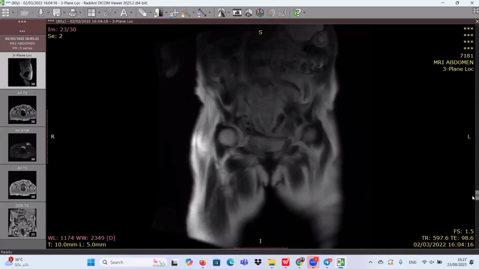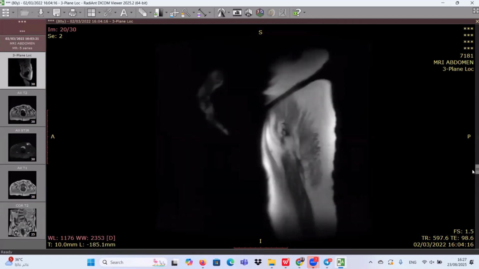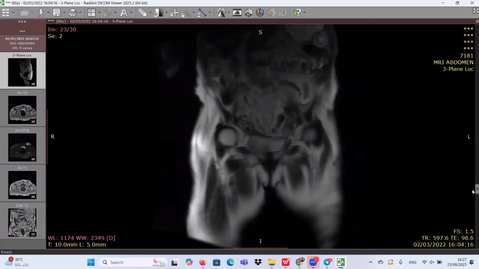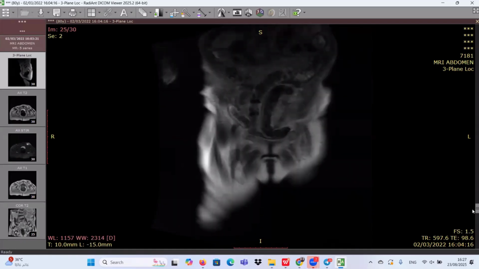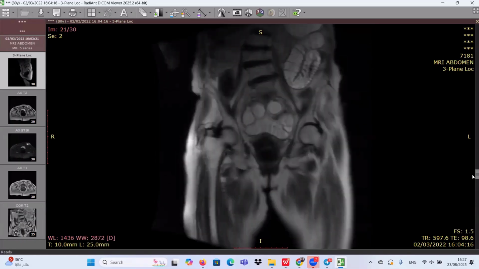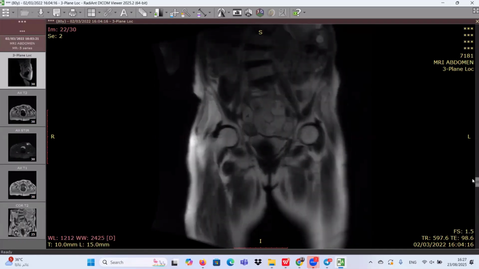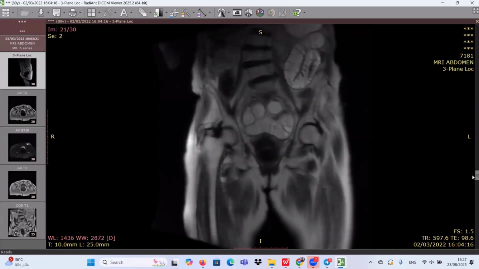That's the MRI pelvis in the coronal sequence. There appears to be a multicystic lesion in the pelvis, at the area of the urinary bladder.